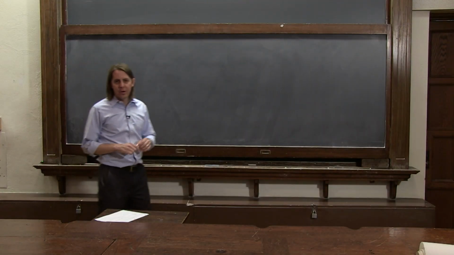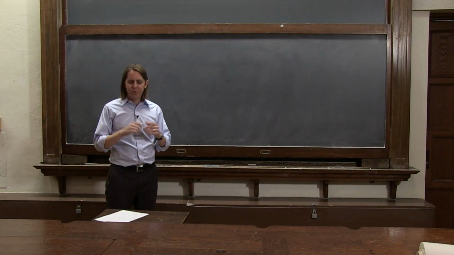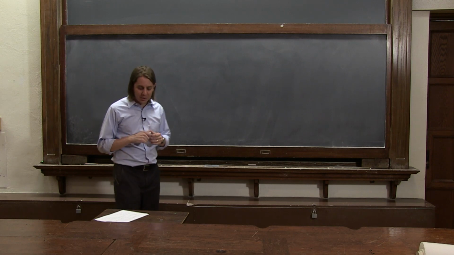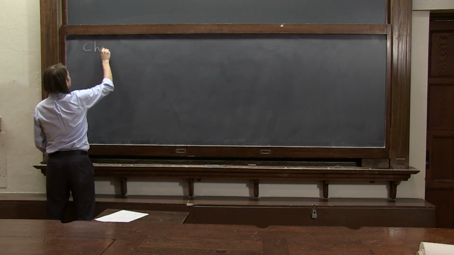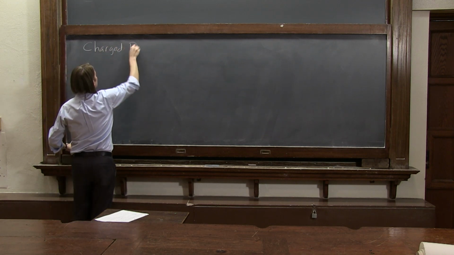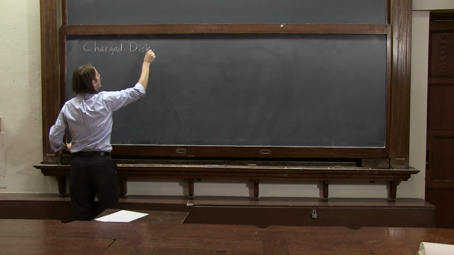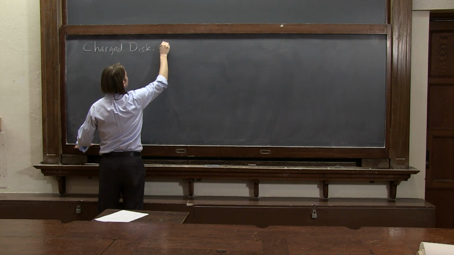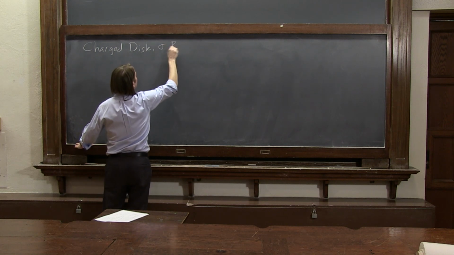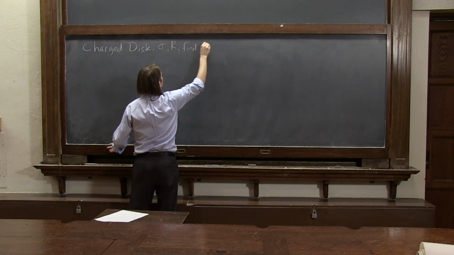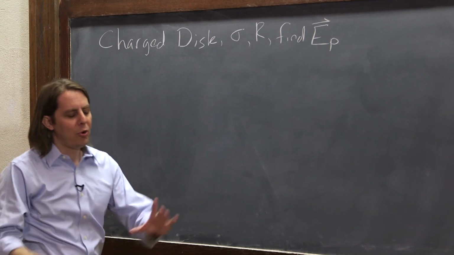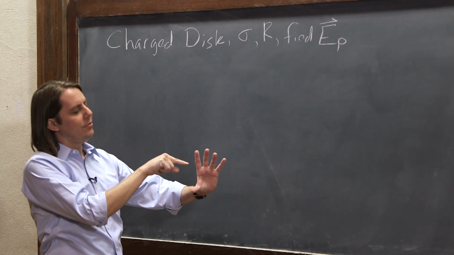We now have a way to calculate the dq for a surface charge. Let's go ahead and do it. Let's do a problem. Let's do the charged disk, with charge density sigma and radius R, and let's find the E field at a point. We're going to do a point on the axis of the disk.